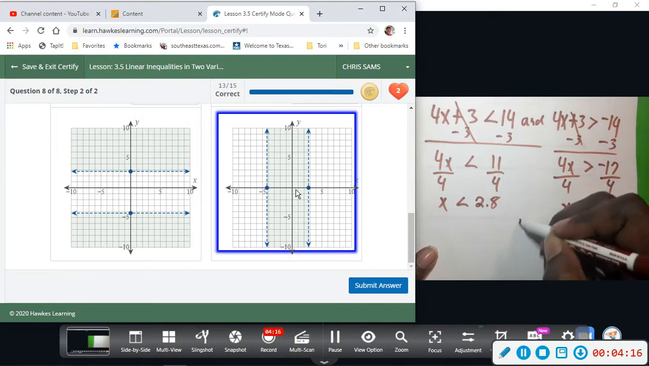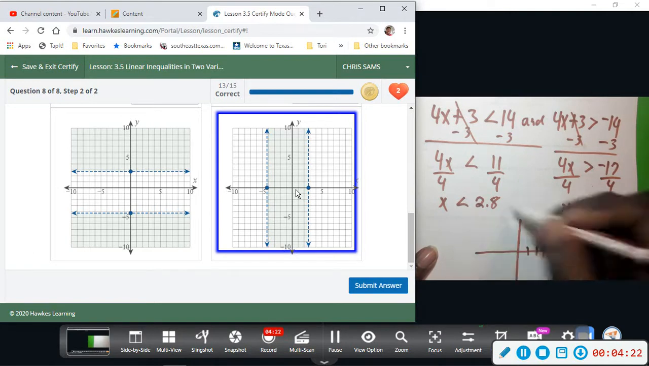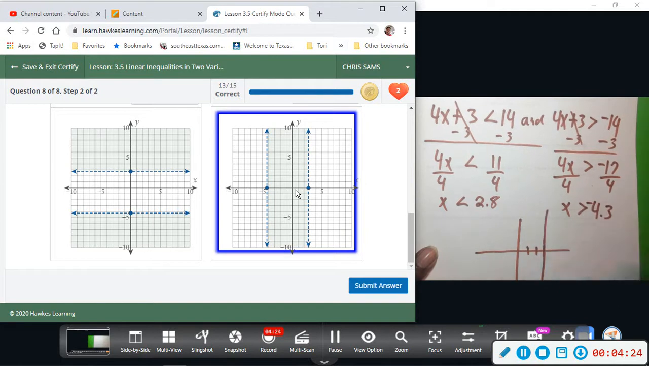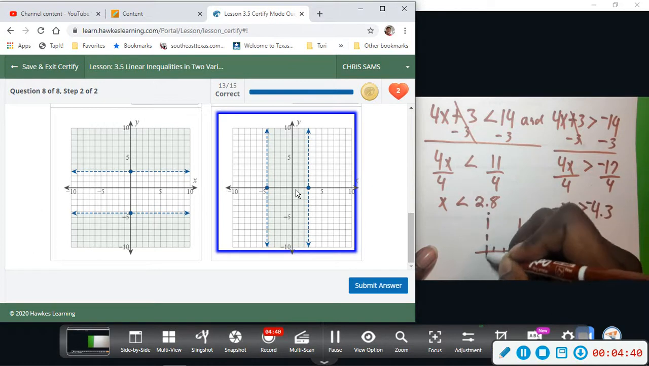If you were graphing these, positive 1, 2, we'll just say 3. It's about 3. And then over here, and I should be doing dotted lines. I keep messing up; I just do a solid line every time. And then over here, negative 4.3. So 1, 2, 3, 4. All right, this is what I should be doing.